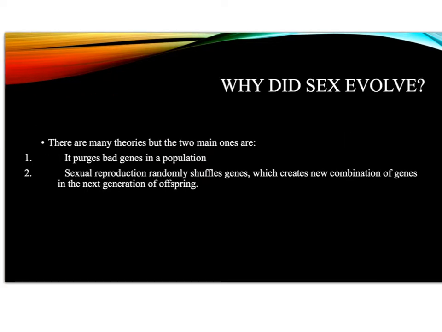Why did sex evolve? There are many theories, but the two main ones are: one, it purges bad genes in a population. Two, sexual reproduction randomly shuffles genes, which creates new combinations of genes in the next generation of offspring.